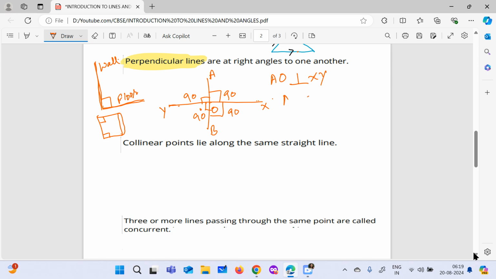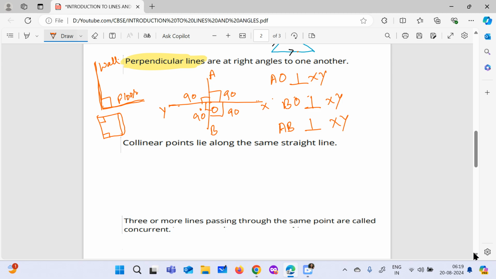Then we can also say BO is perpendicular to XY because BO is at 90 degrees. Also, you can say AB is perpendicular to XY. Why? Because they cross at 90 degrees. I hope this is clear.